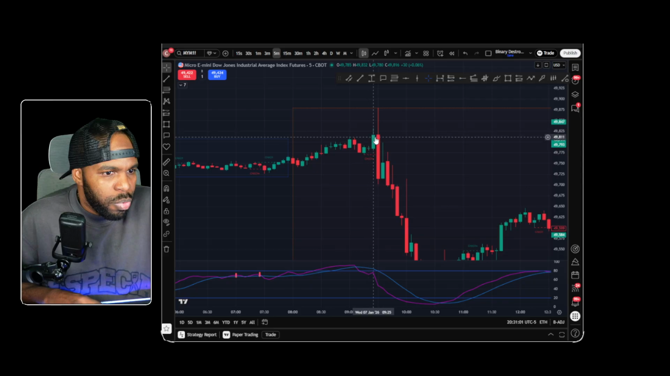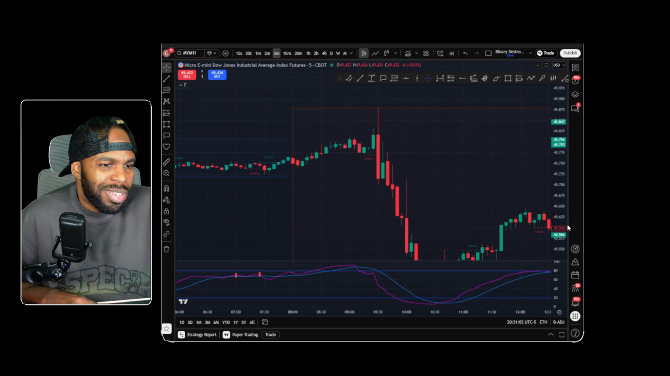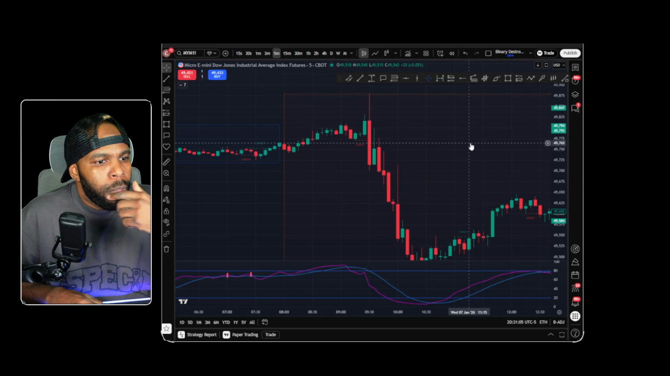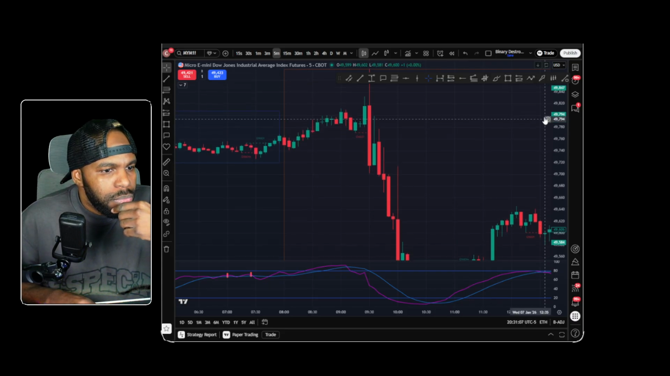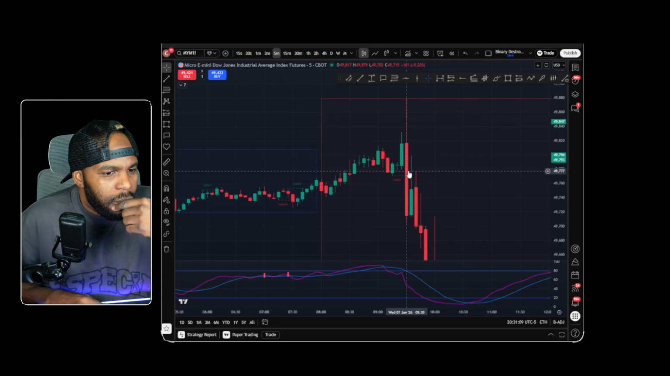So we got the session sweep, price came and swept above the previous session here. Now I want to look for a bullish fair value gap. This is a tricky one because there are a lot of spikes right here.